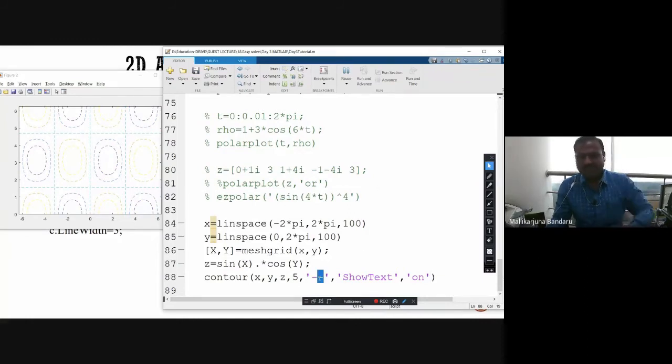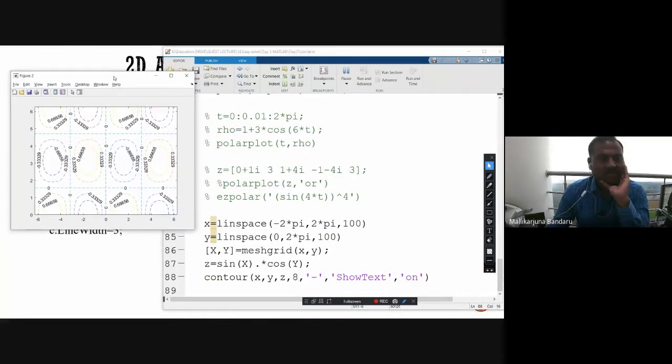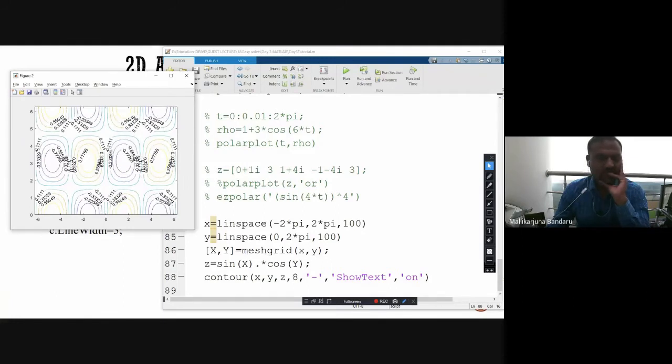Let me take the solid only. Let me increase, suppose, to 8. Then once we run this for the solid curve, what does it represent? I mean, different contour lines, what is the value of that? For here, negative, right. For this case, this is negative, and for this case, it is positive. And for this case, it is negative, and this case positive. This is negative. Simply see what it is exactly.